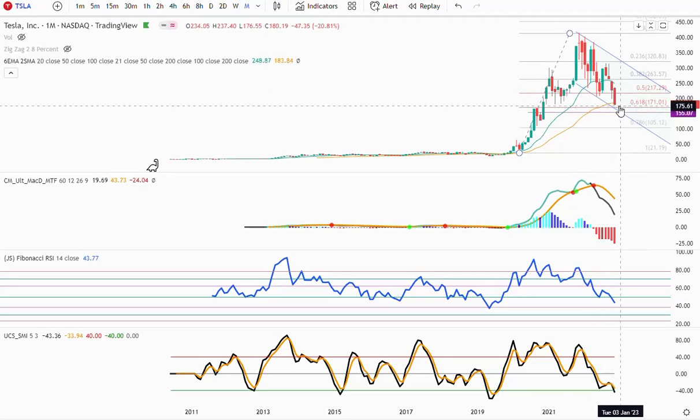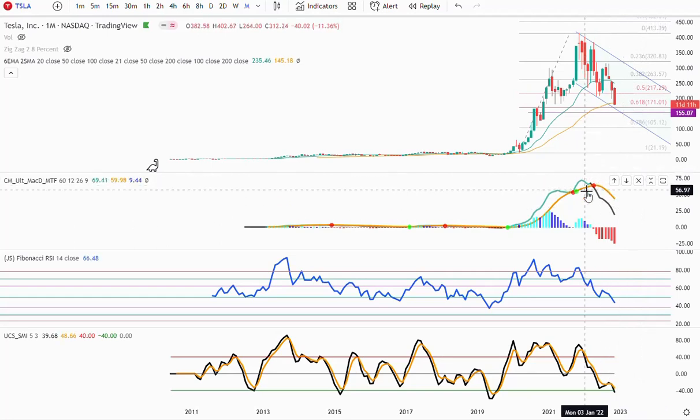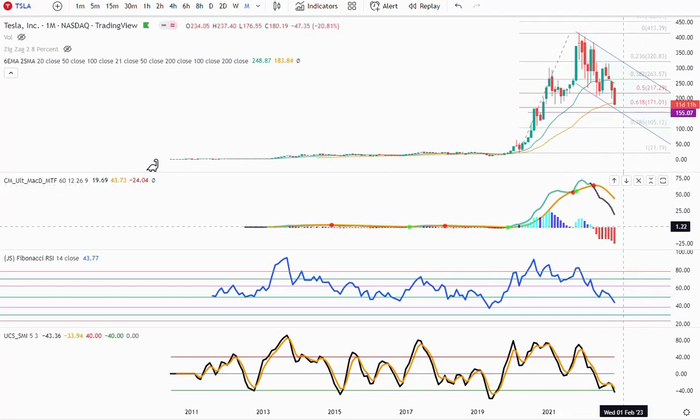And where do we see it has come down to? The monthly 50 period moving average. It has gone slightly below. The monthly 50 period moving average is around 184, and the price at the moment is 180, so it's slightly below the monthly 50 period moving average. And the other thing I notice is MACD, which has crossed and is now moving lower, remains well above the zero line.